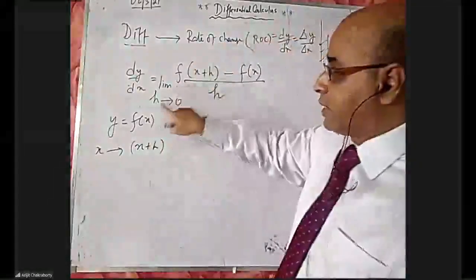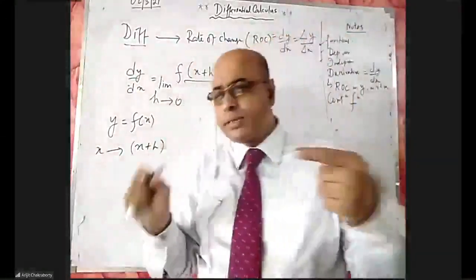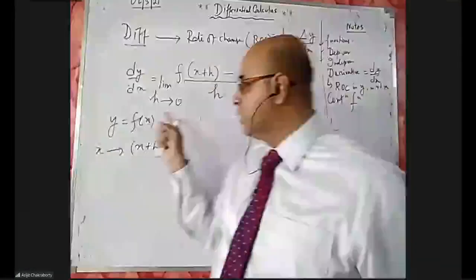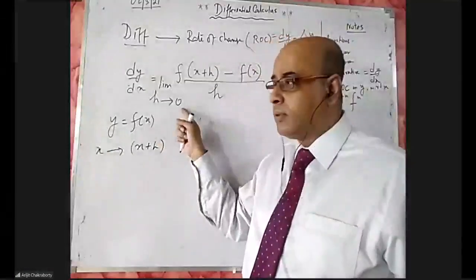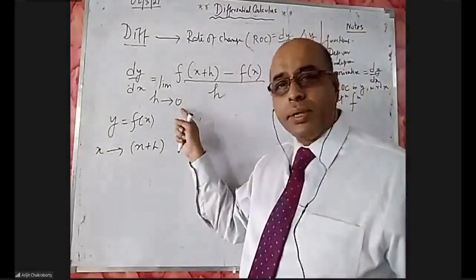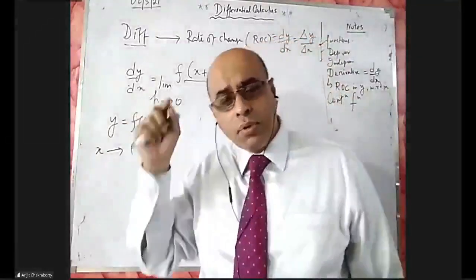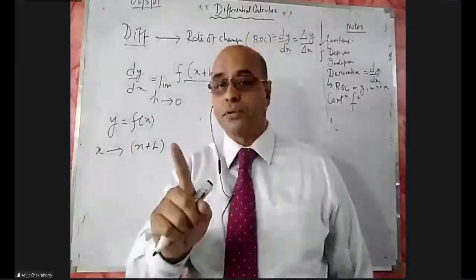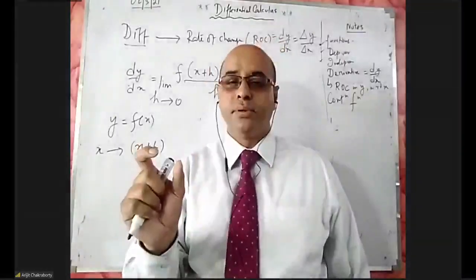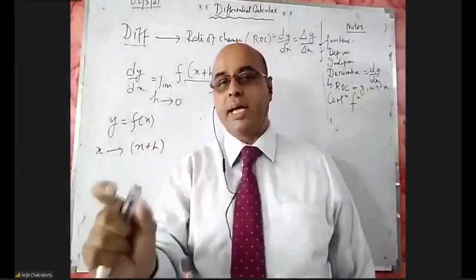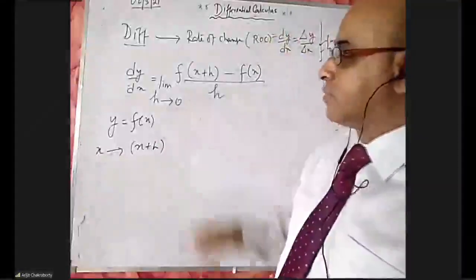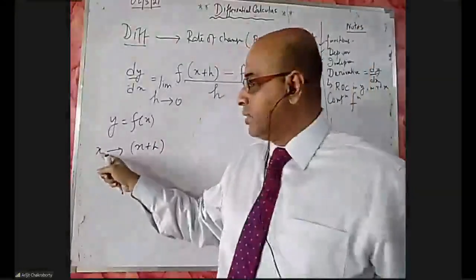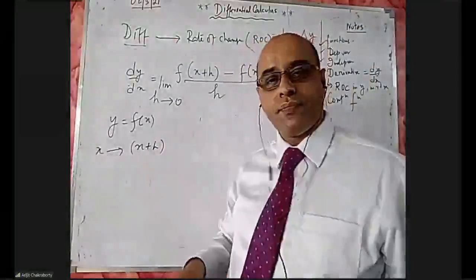Please see, limit h tends to 0. That means h is a very small amount. It is tending towards 0. So it is almost equal to 0, but not 0. Very close to 0, but not exactly 0. So h is tending towards 0. So we have the new value of x as x plus h.